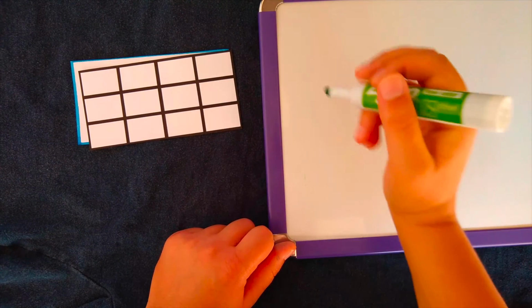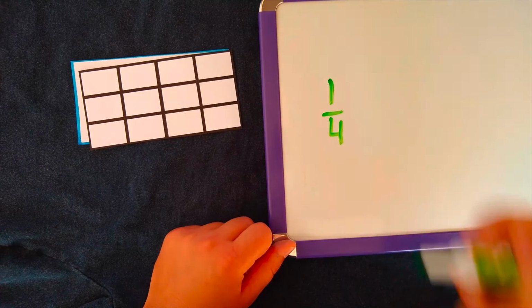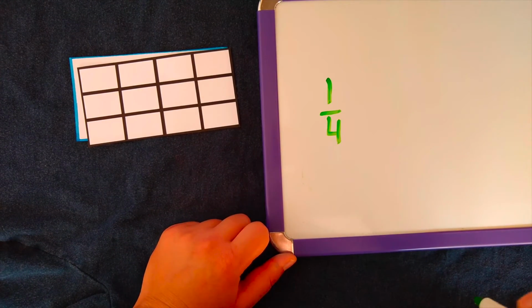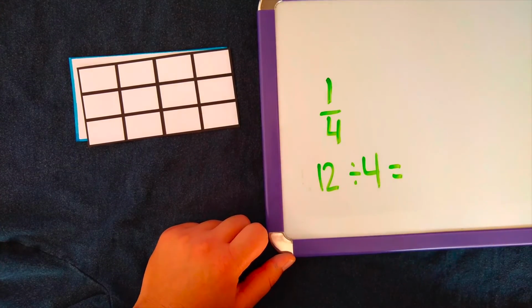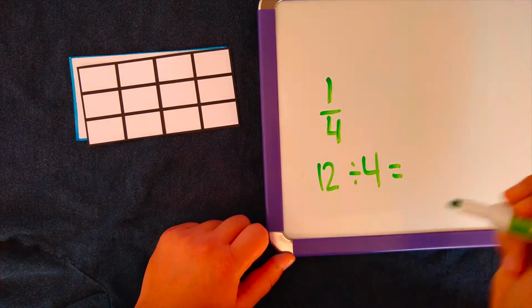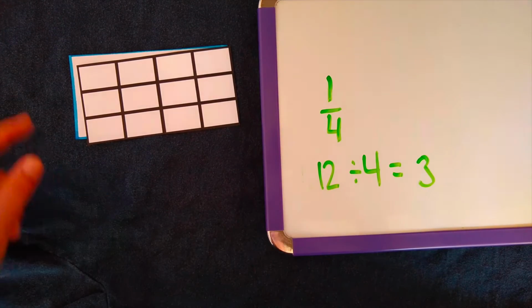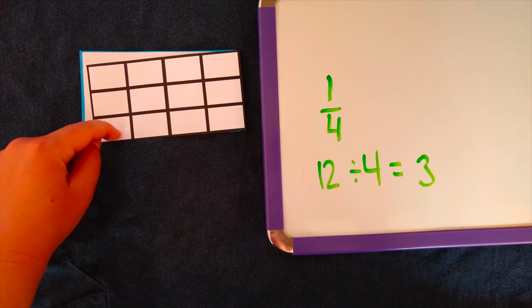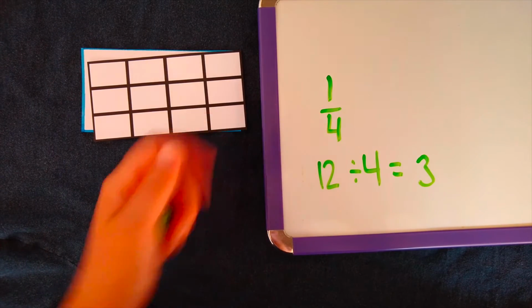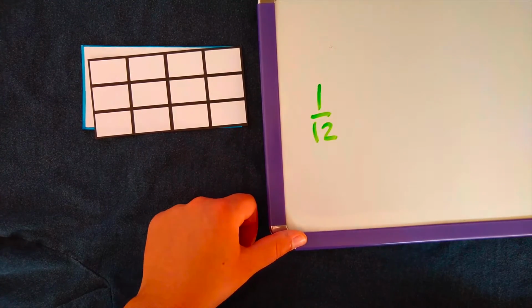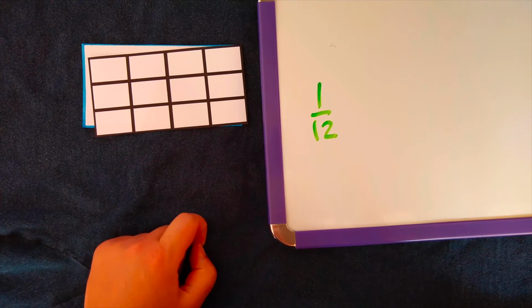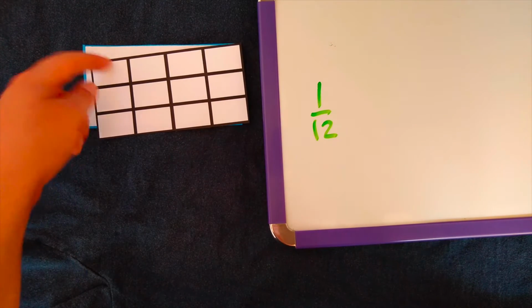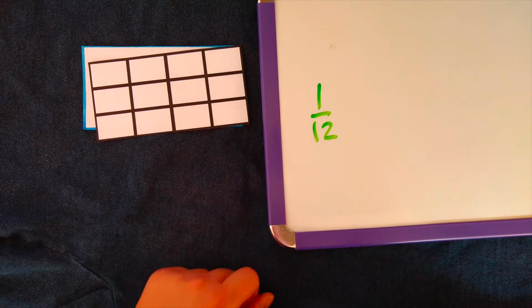What if I wanted to know what 1/4 of this rectangle was? I'll give you a hint. What is 12 divided by 4? That's it, 3. So 3 of these squares, 1, 2, 3, is 1/4 of the whole rectangle. What would 1/12 of this rectangle be? Since the whole rectangle is made of 12 squares, then one of these squares is 1/12 of the whole area.